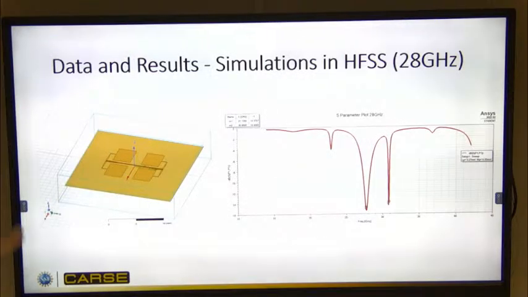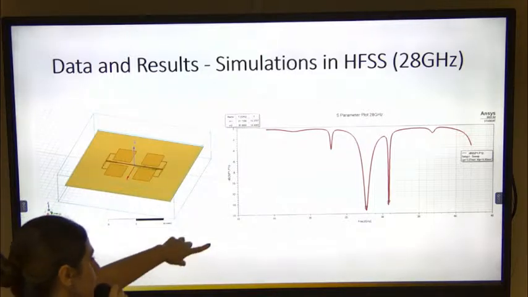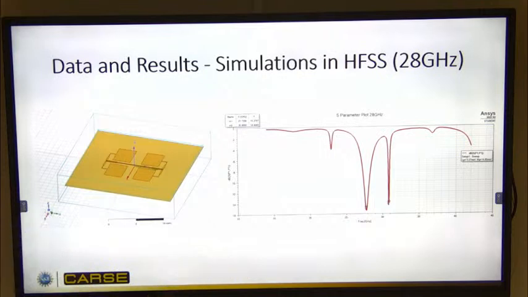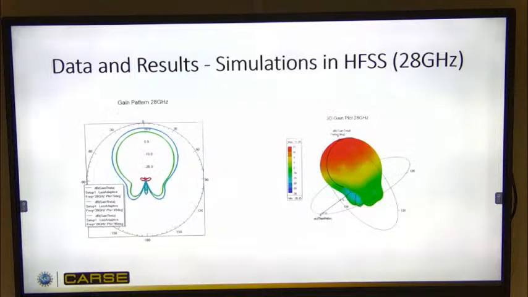And well, here we have some simulations. These simulations were carried out to make a design of the antenna in HFSS. And as you can see, once it reaches the lowest point, it can be determined what the frequency is. In this case, it's 28 gigahertz. And the same for this example right here.